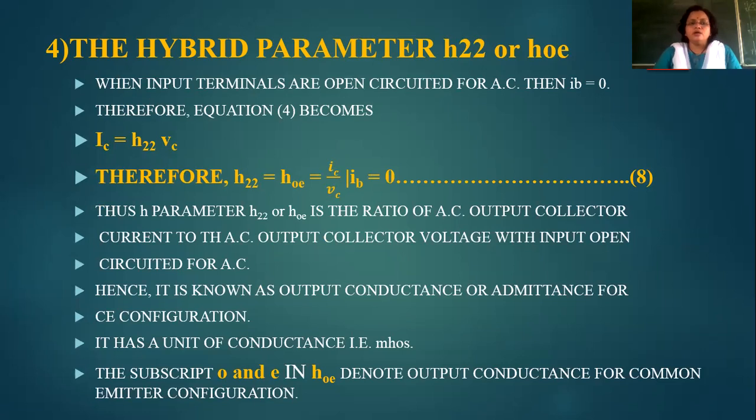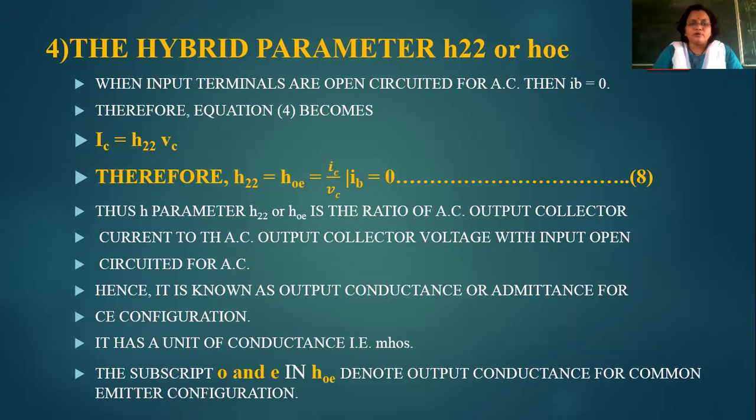Now we see the next parameter, the hybrid parameter H22 or HOE. When the input terminals are open circuited for AC, then IB is equal to 0. Therefore, equation 4 becomes IC is equal to H22 VC. Therefore, H22 is equal to HOE is equal to IC upon VC. In this case, IB is equal to 0. Call it equation number 8.